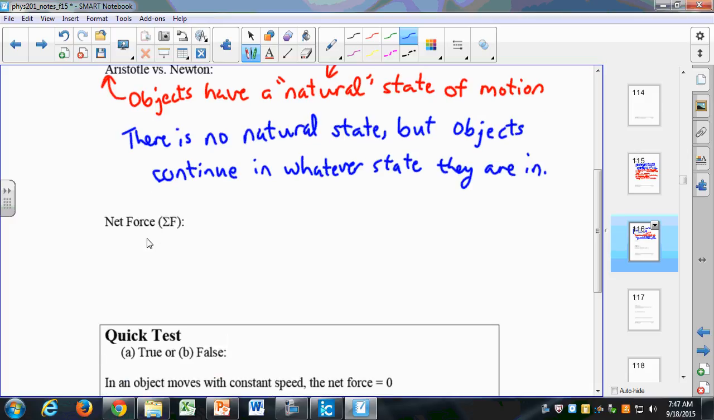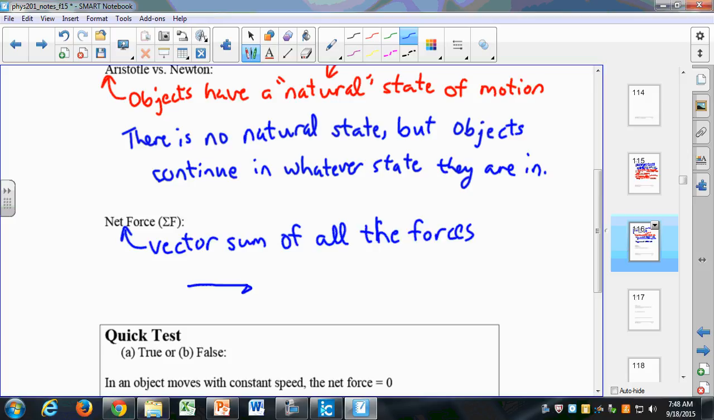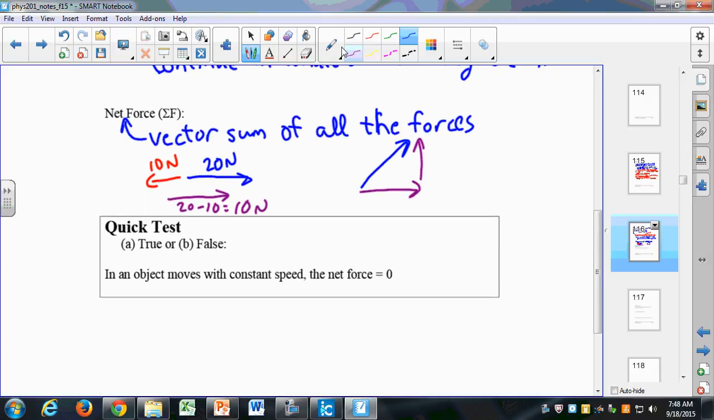All right, before we move on, I want to define what a net force is. A net force is just a vector sum of all the forces. So if I have a force in this direction at 20 newtons, and a force in this direction that's 10 newtons, then the net force here is 20 minus 10, or 10 newtons. Likewise, we can have forces that act on different axes, and then the net force will just be the vector sum. So all that stuff we did with vectors is really going to come to a head in this chapter, though we'll see it in other chapters as well. You'll do a lot of vector addition here.